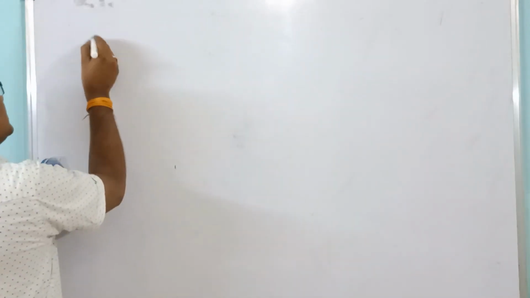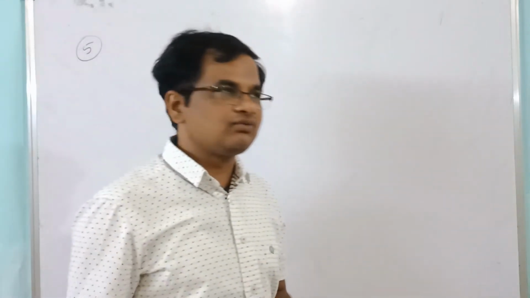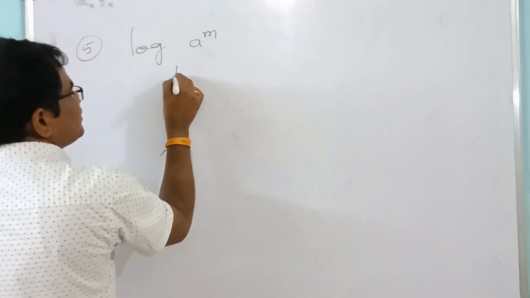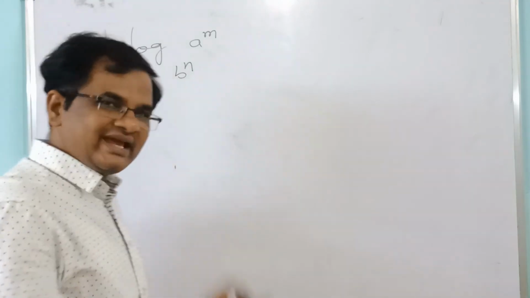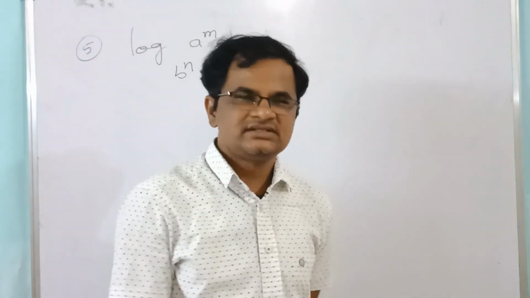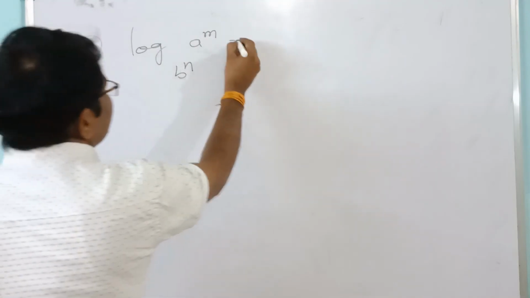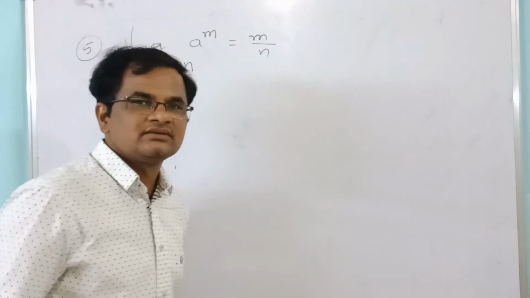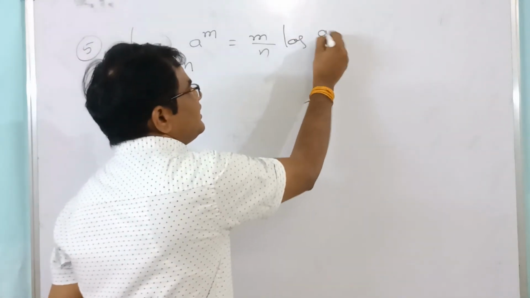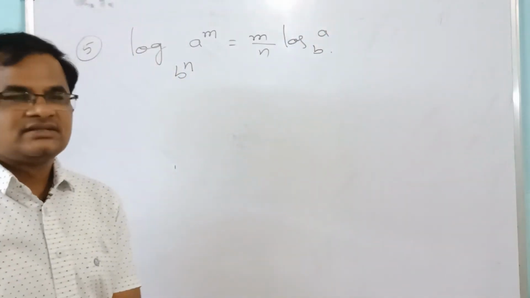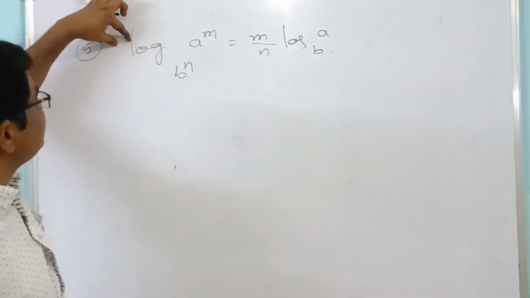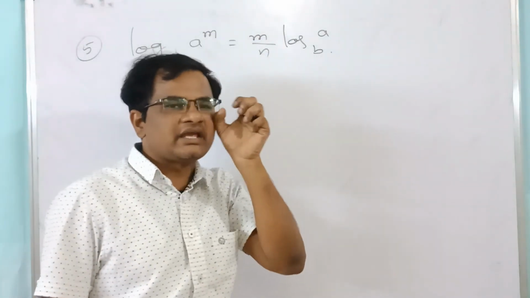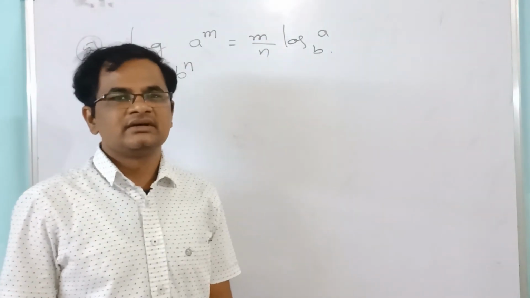Next, fifth one. Fifth one is nothing but combination of third one and fourth one, like this: log of a power m to the base b power n. So power is for a and b also. Expect simple thing. Here power is there means what we will get? Here m. Here power is there means reciprocal of that one, means 1 by n. So m into 1 by n equals m by n into log a to the base b, right?